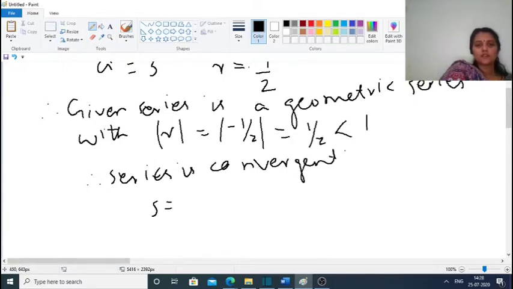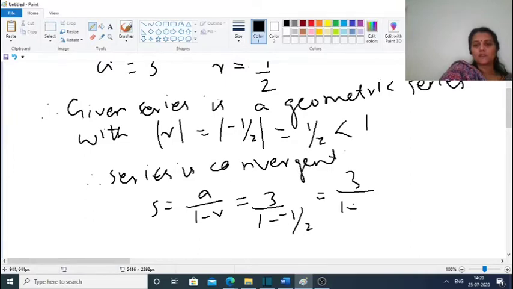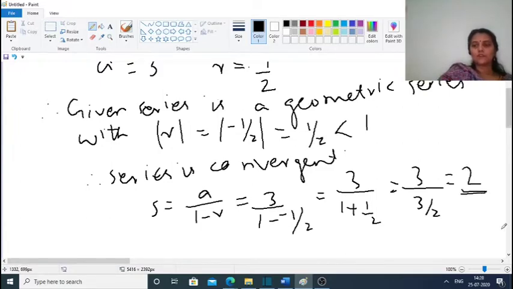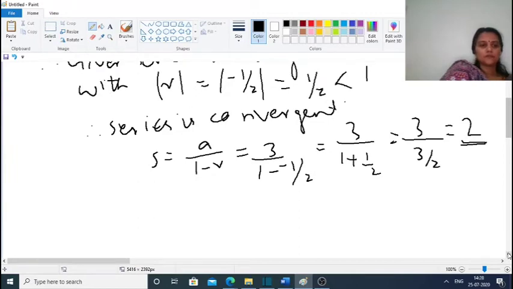Sum is equal to A by 1 minus R. So A is equal to 3 by 1 minus minus 1 by 2, which is equal to 3 by 1 plus 1 by 2, which is equal to 3 by 3 by 2, which is equal to 2. Therefore, the series converges to 2.